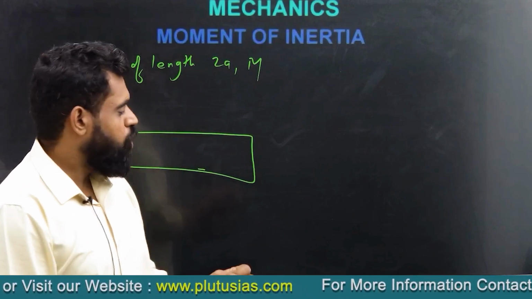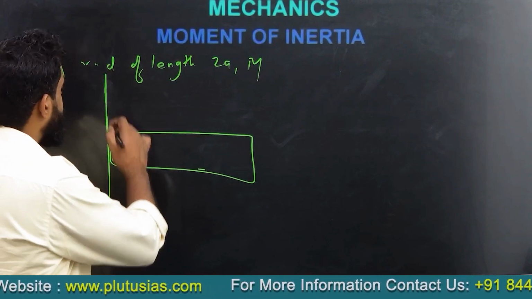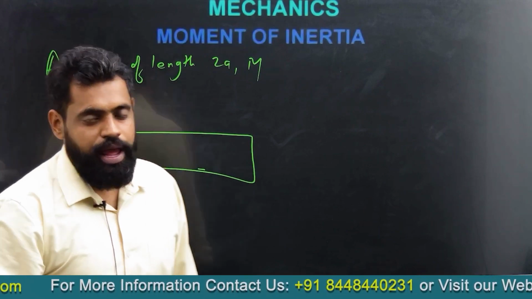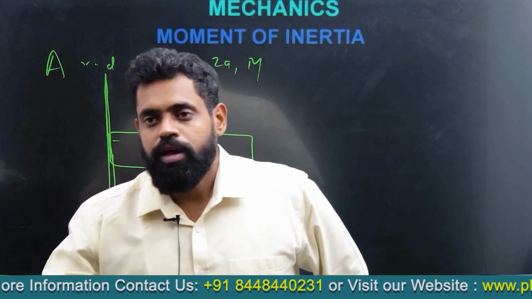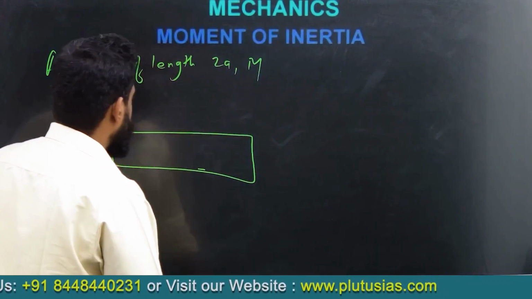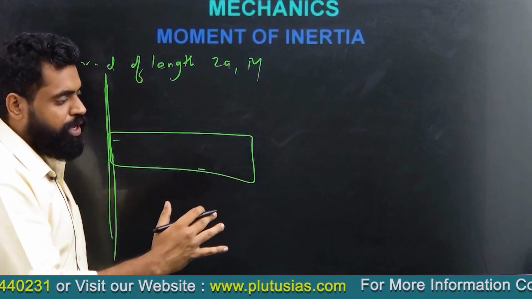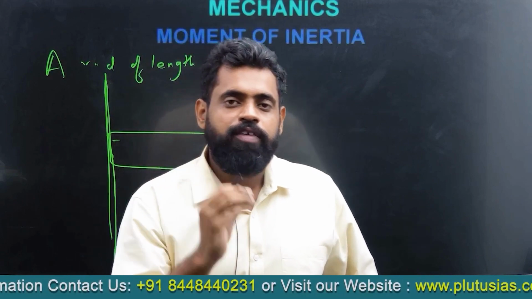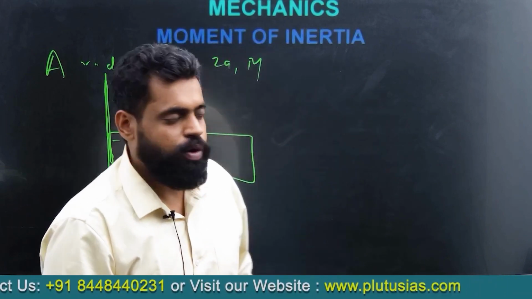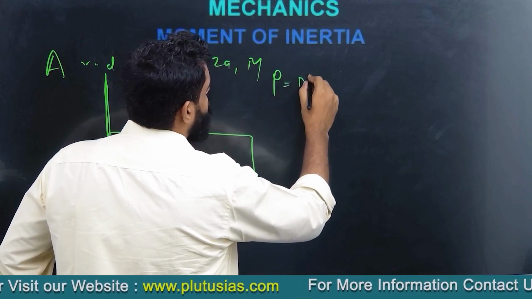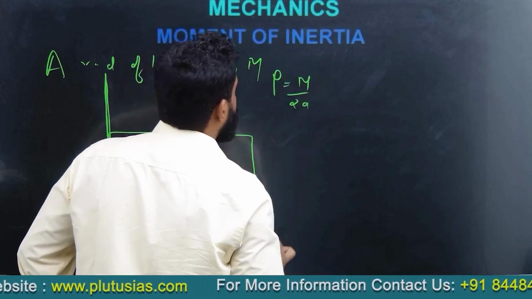What do we do here? We have to calculate the moment of inertia about a line passing through one of its edges. Since it is a continuous body, always for a continuous body, first find the density. In this case the density rho would be m upon 2a.